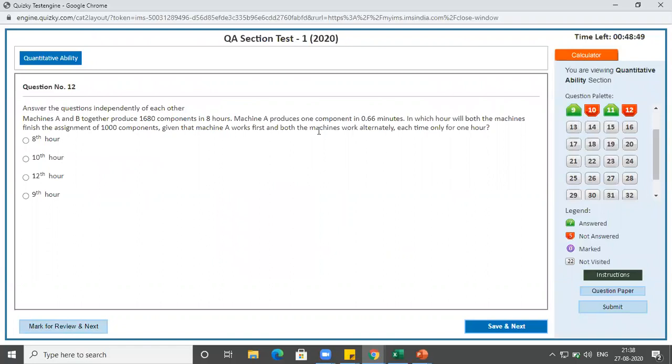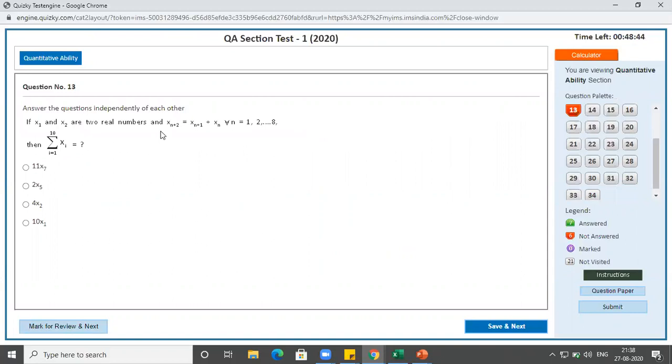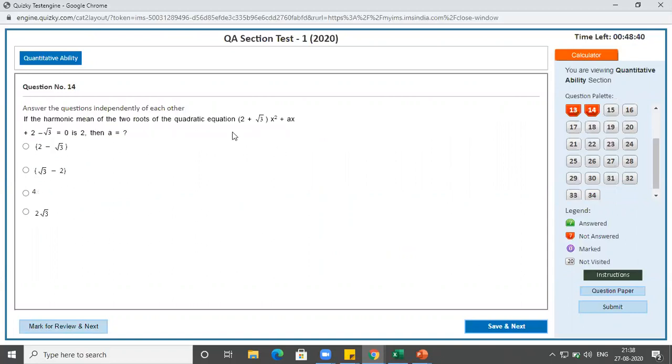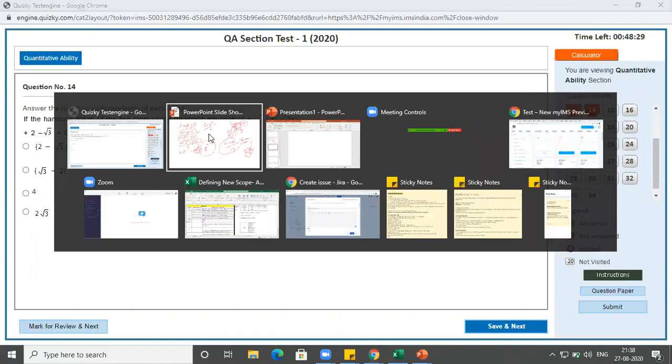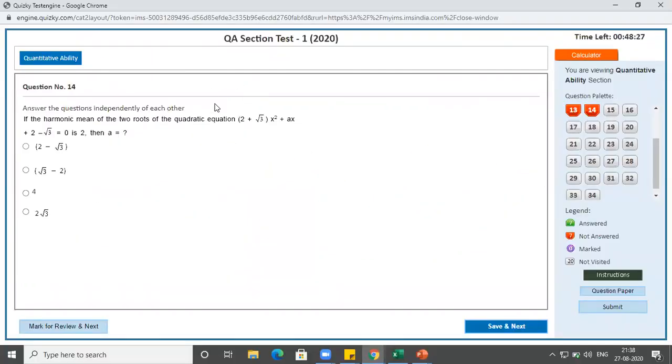Machines A and B. Okay, next round 2 में करूँगा इसको. Okay, algebra, absolutely round 2. If ever I reach. Then the harmonic of the two roots of the quadratic equation. Okay, equations of question है, harmonic mean निकालना है. नहीं, harmonic mean given है on the two roots of the equation. Let's go to the sheet.